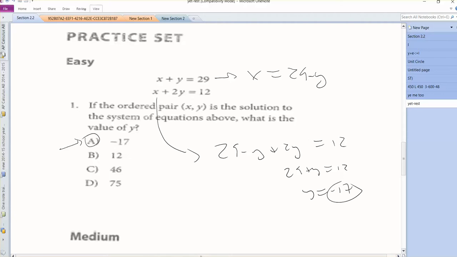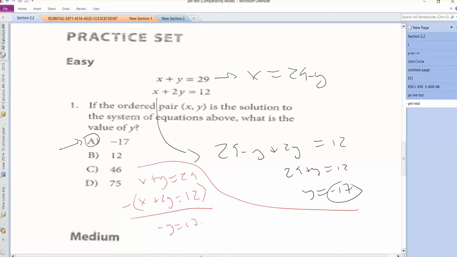Another way you could do it as well, let's actually change colors here for a bit of contrast, is a process called elimination. It seems to be a little more foolproof in case you get some nasty fractions with substitution. So what you need to do is make sure that either x or y have the same coefficients in both equations, then you can subtract the equations from each other. If you do that, the x's cancel, you get negative y equals 17, y equals negative 17. So that's another way you could approach it as well.